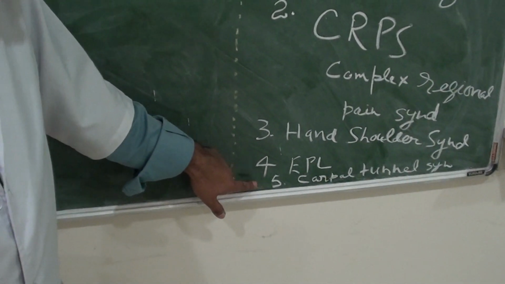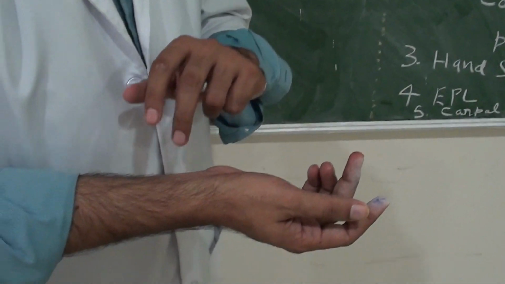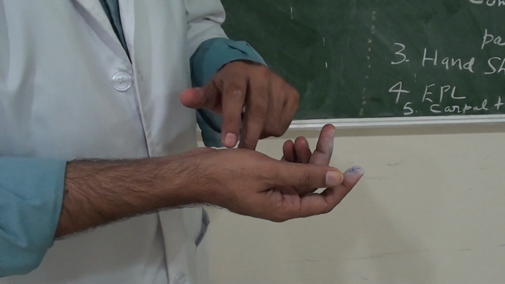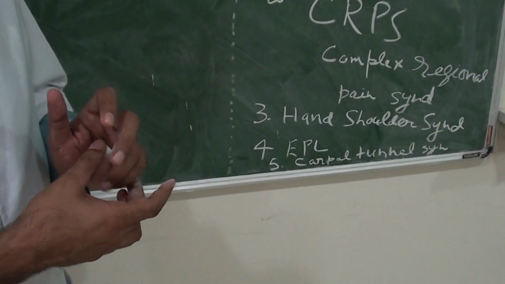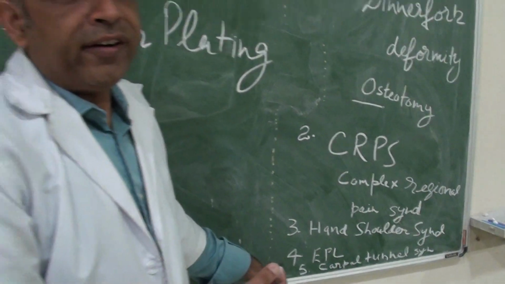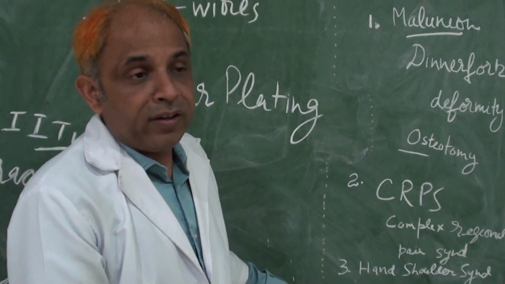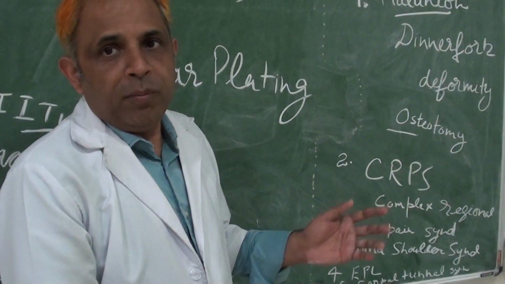And another complication is carpal tunnel syndrome. You have the median nerve in front of the radius, so that median nerve is also compressed in the carpal tunnel. Once the median nerve is compressed, this is called carpal tunnel syndrome. And if the patient is symptomatic, treatment is decompression and release of the flexor retinaculum.